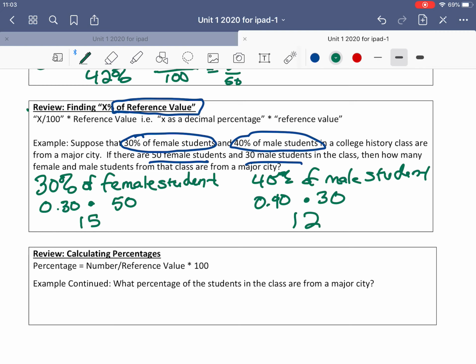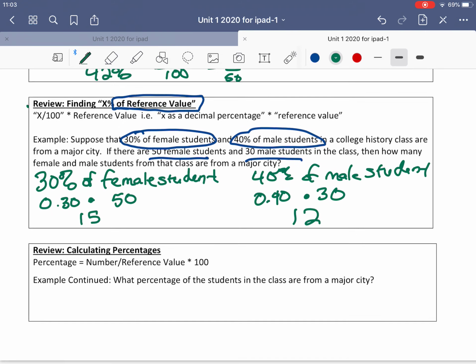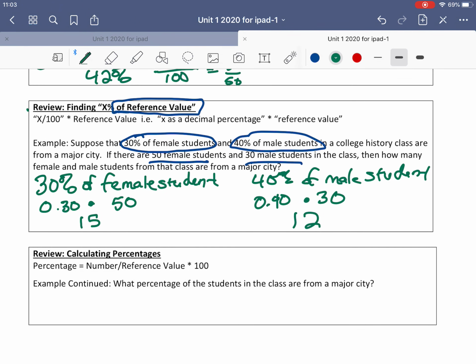This may not be the only way you've learned it, but this is the way I'm going to work it in our class. Okay. How about if they said, well, what percentage, and wanted you to find the answer to that, what percentage of the students in the class are from a major city? So to calculate percentages, we need to start with our ratio. So the of is referencing the students in the class. So the bottom needs to be the reference value, and it needs to be the total number of students in the class. So I need to add the 50 females and the 30 males, and that's going to give me 80.